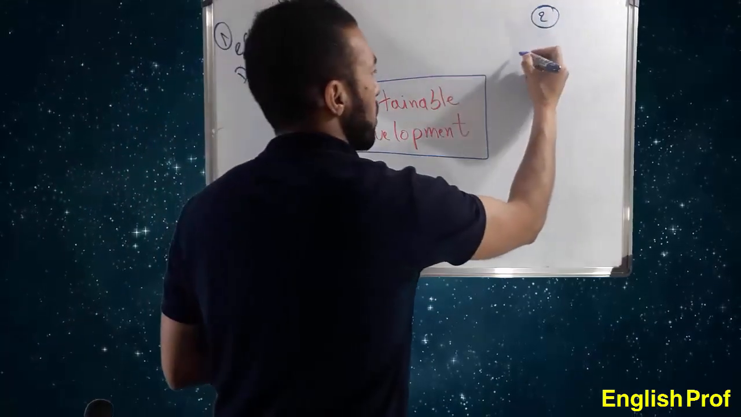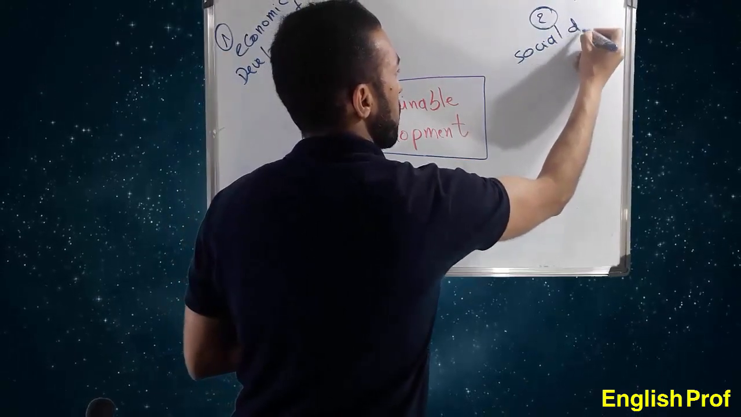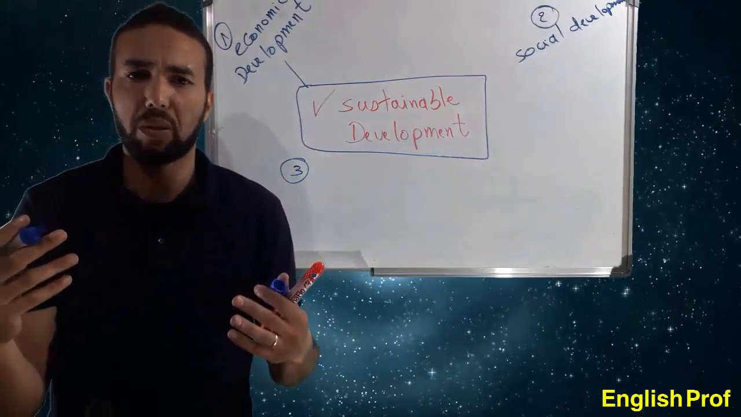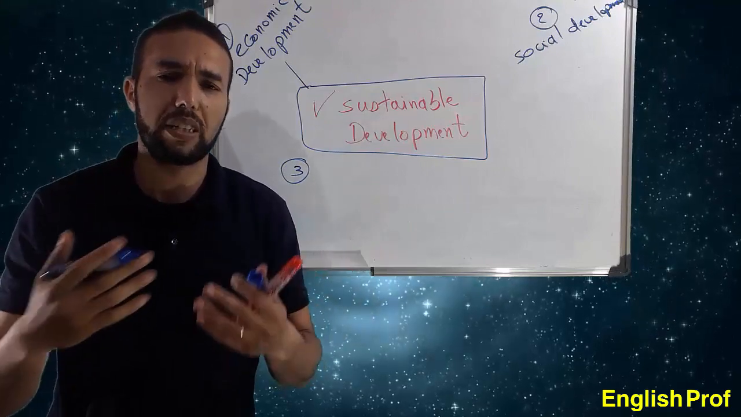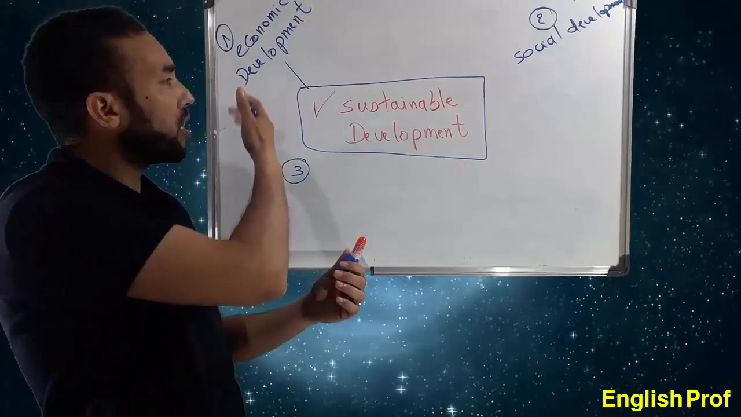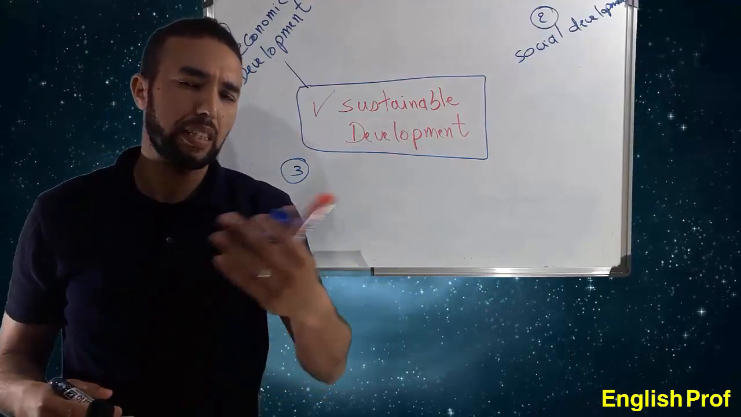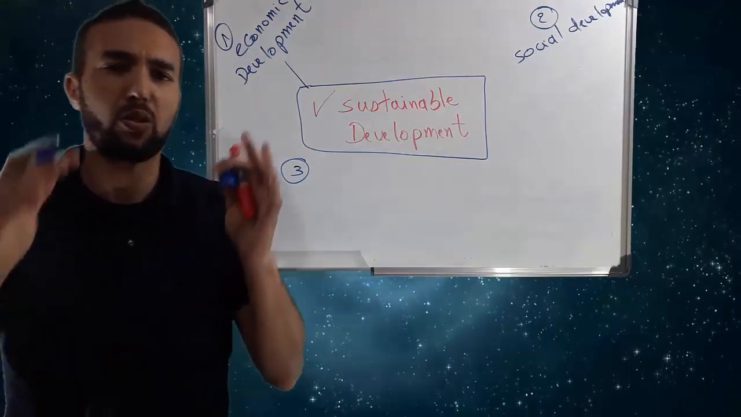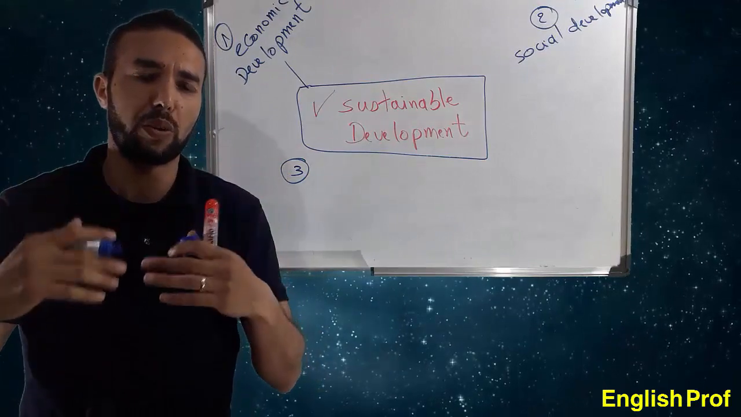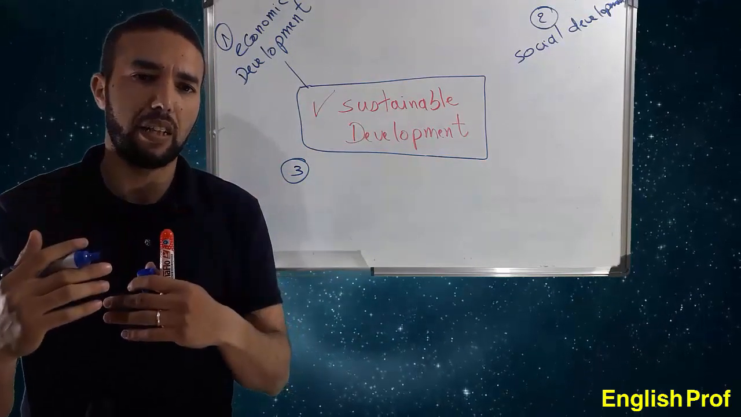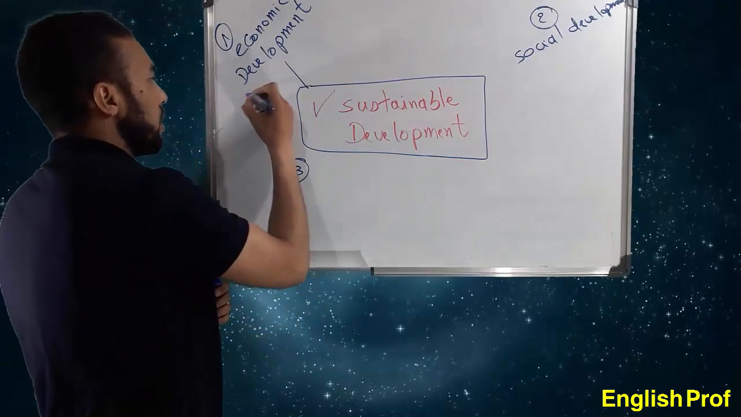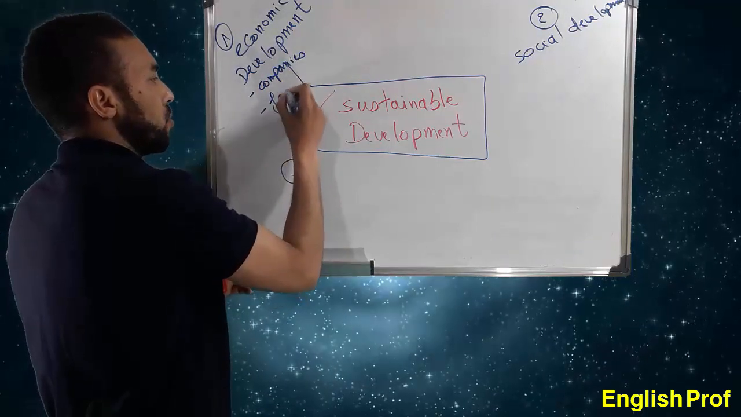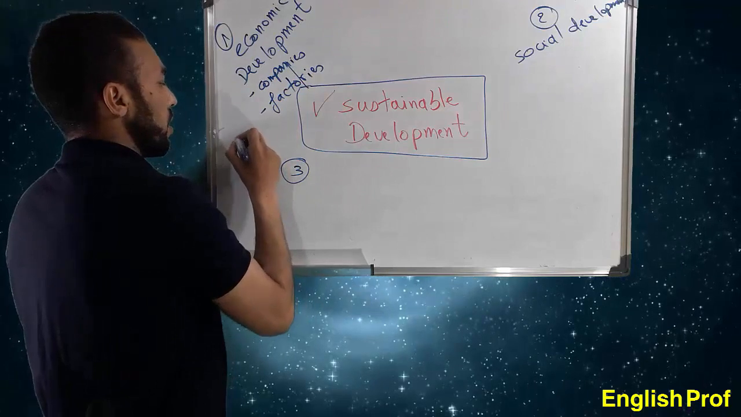They say the second factor is social development or progress. You would ask me, what is social development? What's the difference between economic and social development? I think that's quite a reasonable question. Economic development has to do more with the economy, with jobs, with factories, with companies, with infrastructure. Infrastructure is very important.